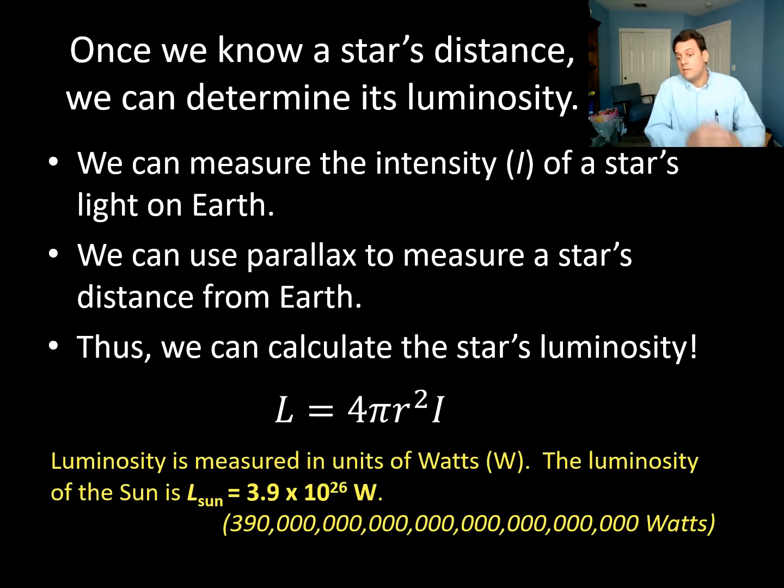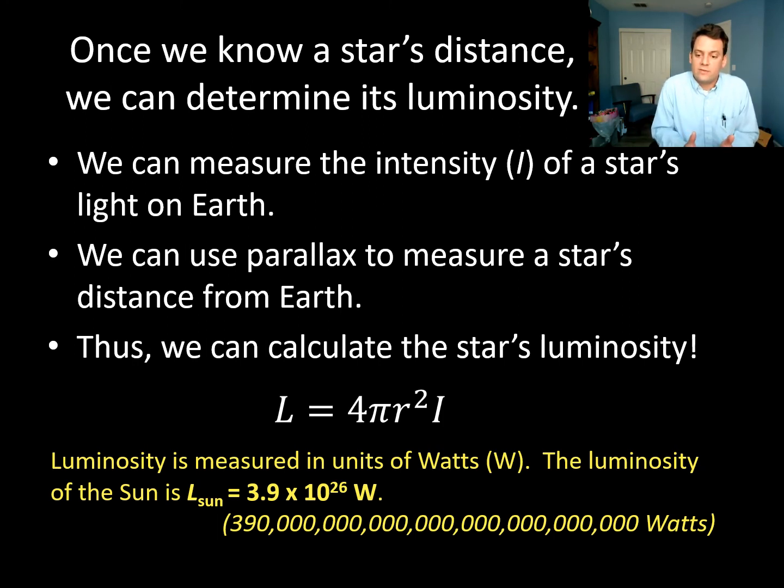I think I've mentioned this before, but just to remind you, luminosity is measured in watts. In principle, luminosity is measured in watts. And I say in principle because stars are so extraordinarily luminous that when you measure it in watts, the number is enormous. The luminosity of the sun, for example, is 3.9 times 10 to the 26 watts. That's 39 and then 25 zeros after it. So you get tired writing that down.